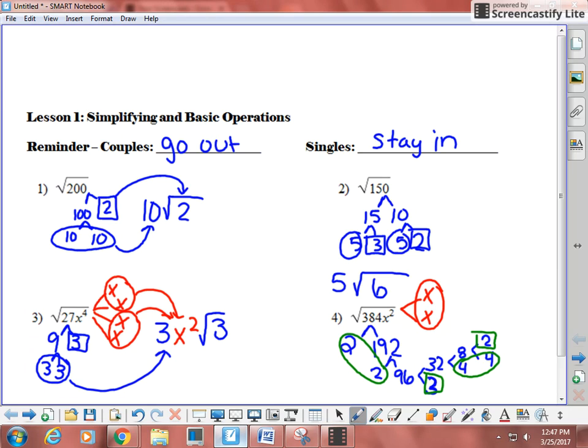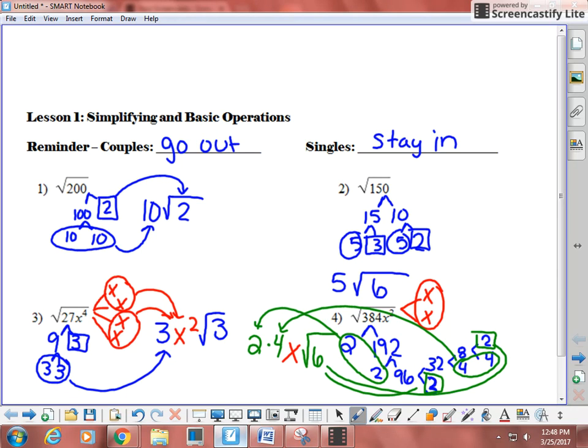So on the outside, all my couples go out. So I have 2 on the outside, and I have a 4 on the outside, because those are my couples. Then on the inside, well, I also have these x's that are on the outside. Inside, I have 6 because of 3 and 2. Okay, so then final answer is to put that all together, and I get 8x root 6 as my final answer.